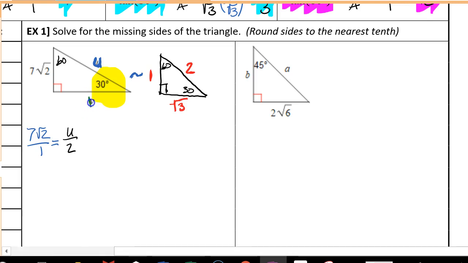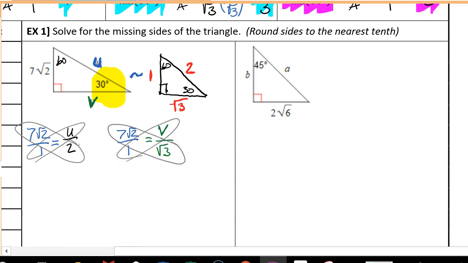Now, similarly, let's go ahead and set up the value of v. Much like before, I'm going to use the fact that 7 square root of 2 is proportional to 1, since those are the sides with the number values. And then what I can do is match up the side length of v with the side length of square root of 3. Now, solving this is just like what we did in the last unit. We're going to go ahead and cross multiply in each of these cases. Multiplying with radicals is not that difficult. Let's take a look at it.